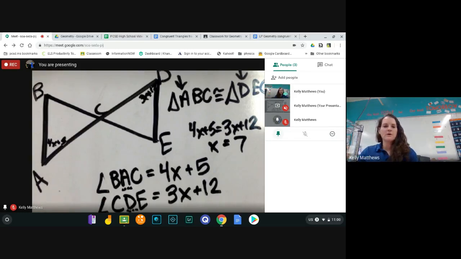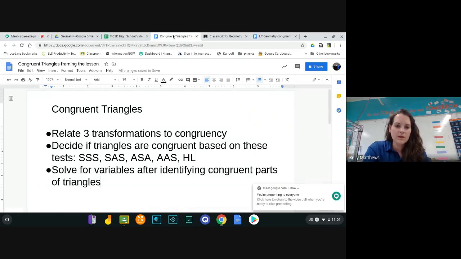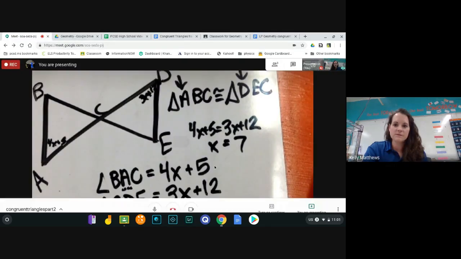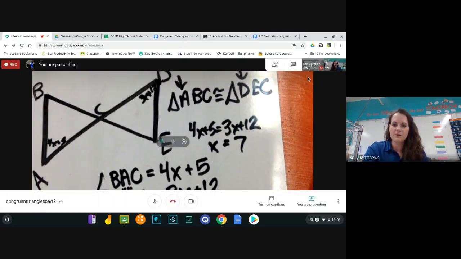All right, so what we wanted to learn was how to solve for variables after identifying congruent parts of triangles. And so we did that, and all these 3 together should prepare us really well for questions about congruent triangles, especially if you encounter it on the ACT.